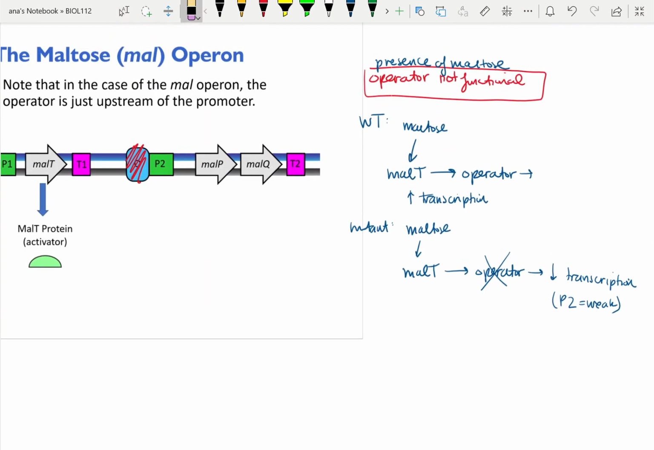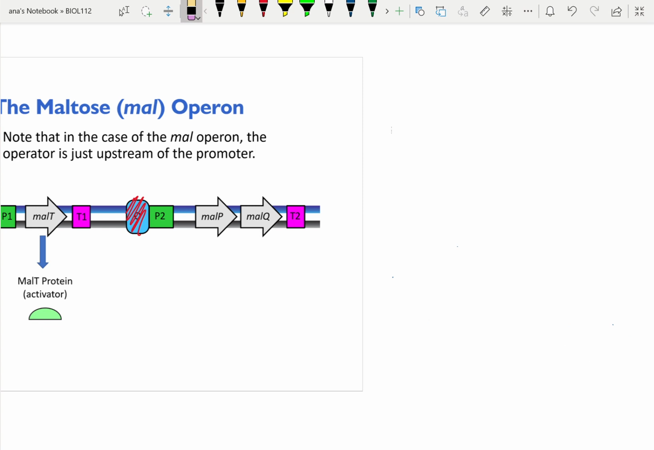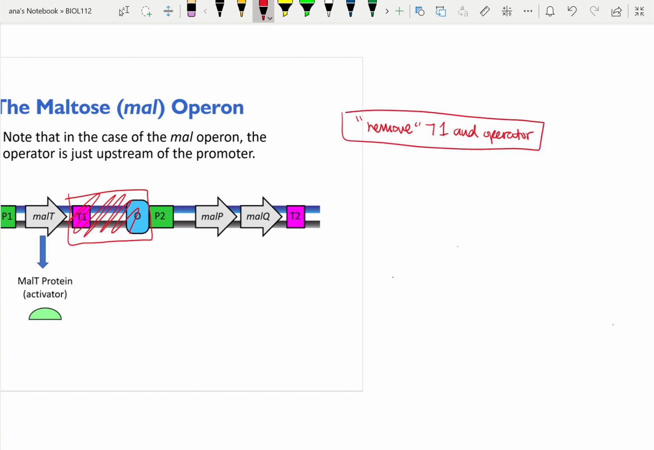Great, okay. So now the next mutation. In the next mutation, we're going to remove this entire section. Not remove it, but make it dysfunctional, as if it didn't have the functions that it had before. So we remove T1 and the operator, and this is going to be in the presence of maltose.